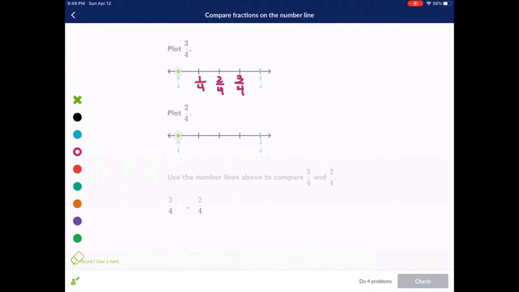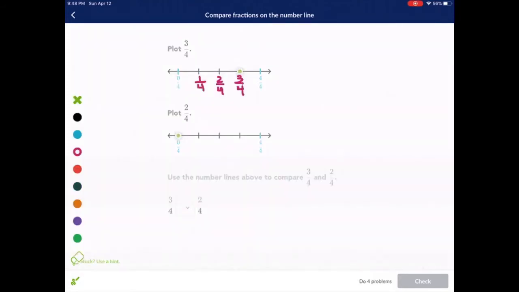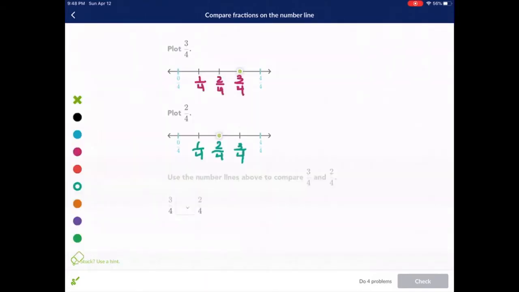So let me just get rid of my writing here, and I'm going to move the dot there. 1/4, 2/4, 3/4. Okay, now I'm going to plot 2/4. And I'm actually going to number it again. 1/4, 2/4, 3/4. Okay, so I know the dot needs to go above 2/4. Now, we have to use the number lines above to compare 3/4 and 2/4.